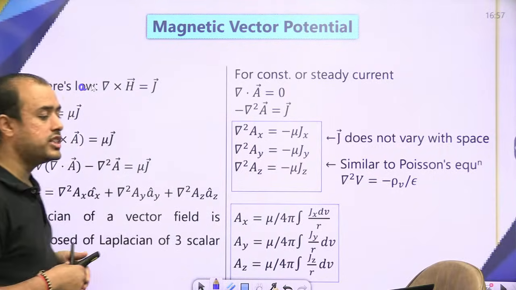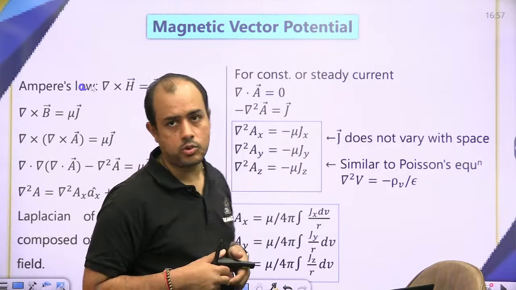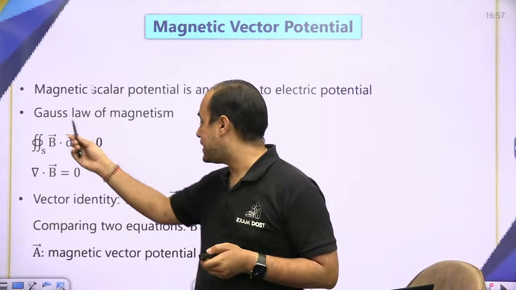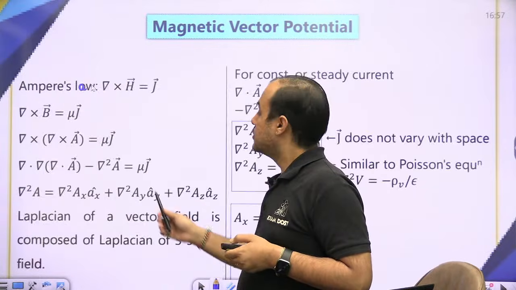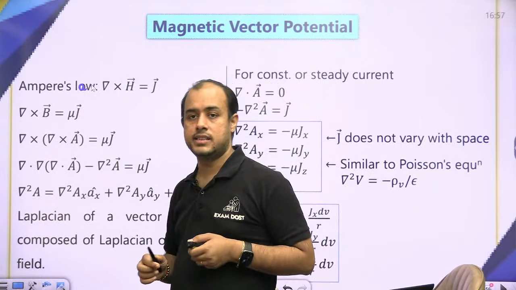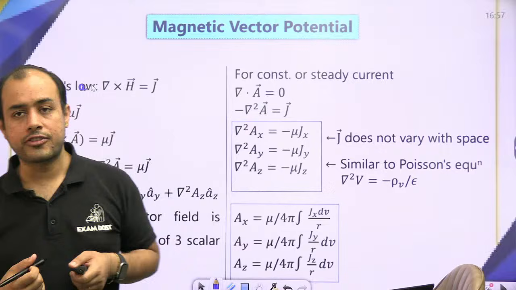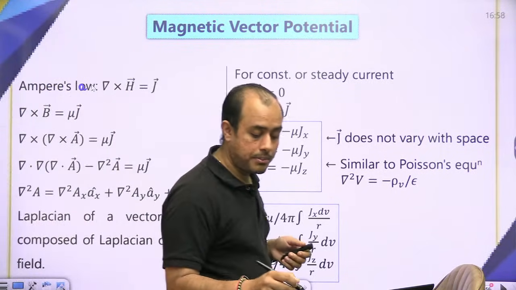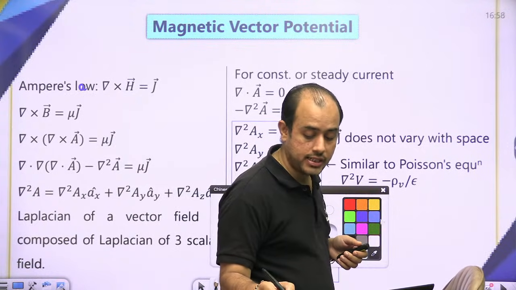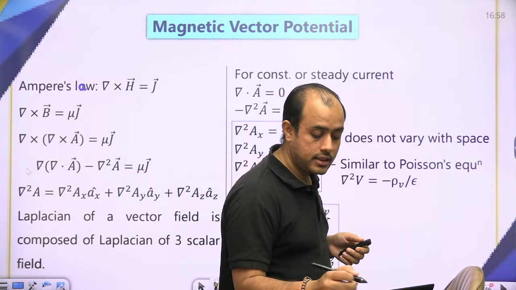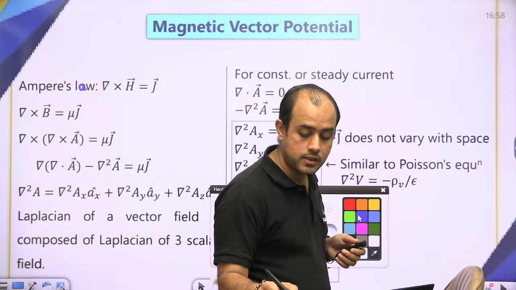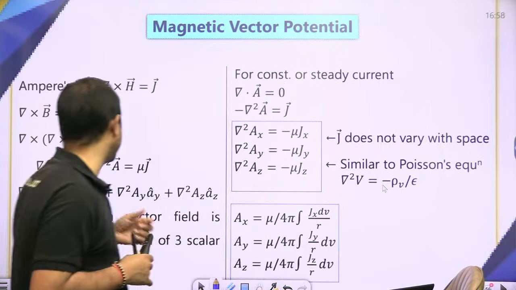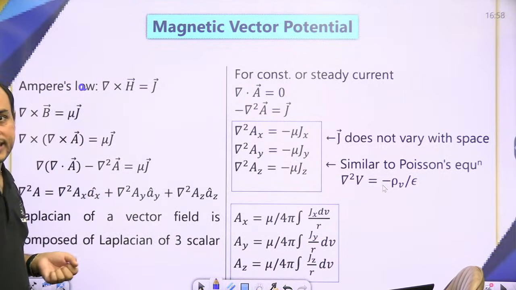Why write mu J? Because B is equal to mu H. Now B can be written as curl of A. So curl of A is mu J. How to write curl of curl of A? That is gradient of divergence minus Laplacian of A vector. This is the vector identity.